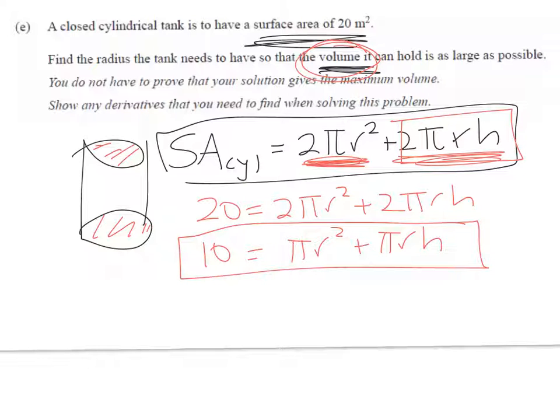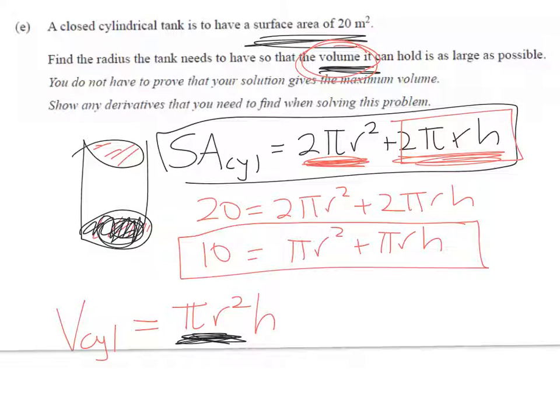We're going to look for volume, and we want to maximise the volume. So the formula for the volume of a cylinder is pi r squared h. Right, again, just take a quick look. That's the base of it, pi r squared times h, the height. We want to maximise this.